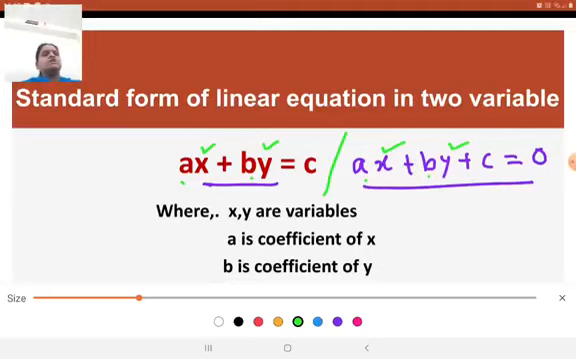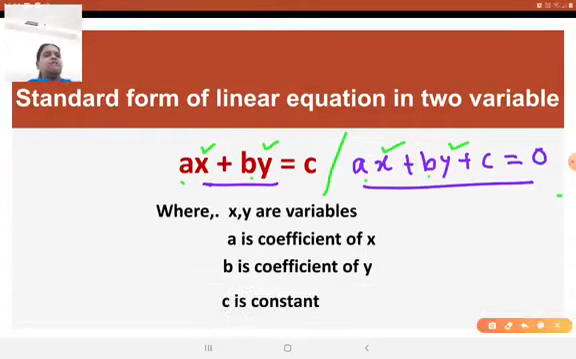Correct? So if you write the C on the left-hand side or the right-hand side, you may get the same answer. That means the value will remain as it is, constant. It can be considered as a constant term only. So you can write it in any way.